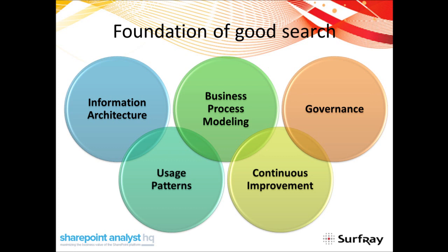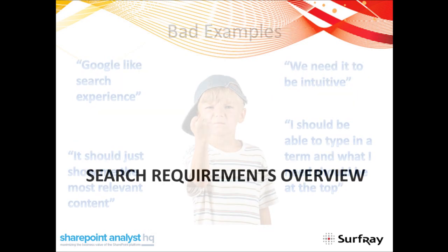Continuous improvement is going to make sure that your search is always on the path to improvement. There's not a perfect search experience, but it could always get better. And finally, governance. Governance is going to make sure that you both have an effective search vision and that your search is up and running successfully.